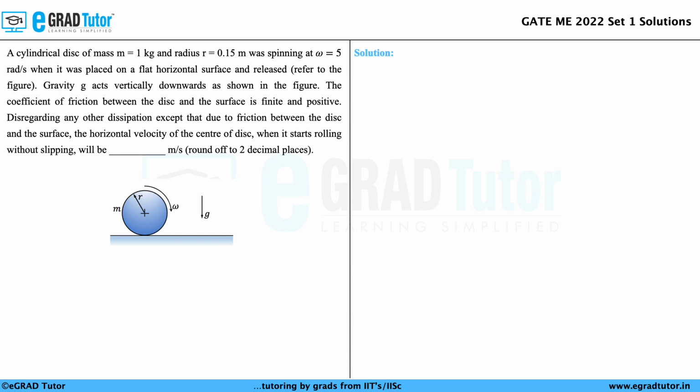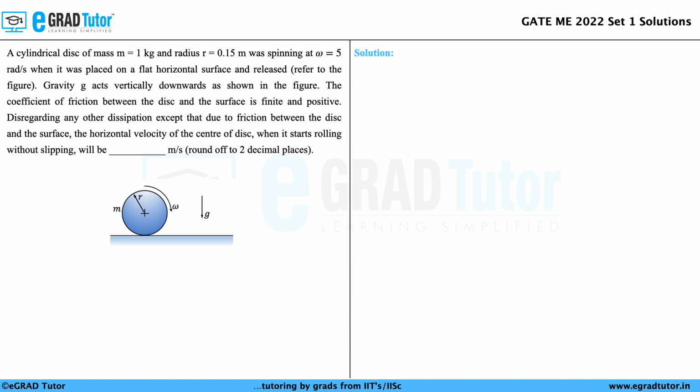A cylindrical disk of mass m is equal to 1 kg and radius r is equal to 0.15 meters was spinning at omega is equal to 5 radians per second when it was placed on a flat horizontal surface and released. Refer to the figure. Gravity g acts vertically downwards as shown in the figure.